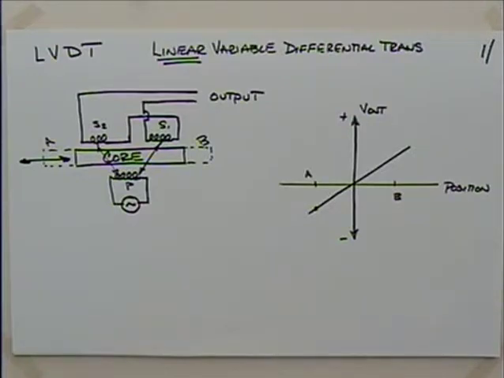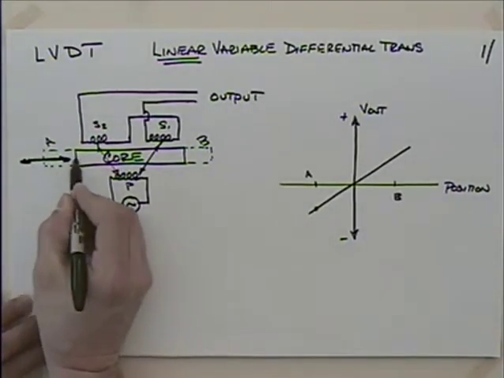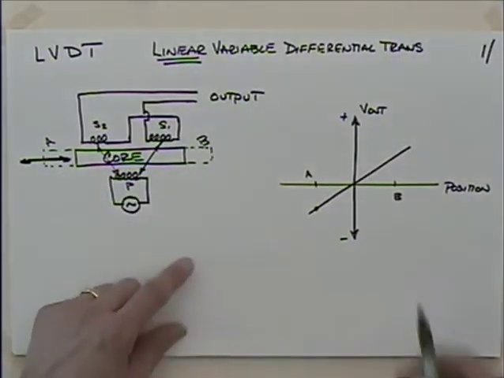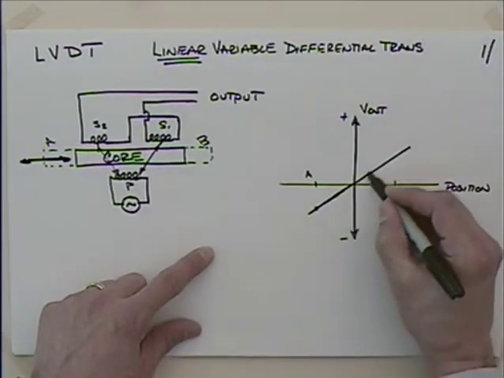You can imagine if you're trying to find the position of something, this could be very valuable. You attach the core to it, so maybe you have a milling machine or something, and you want to know exactly where something is. The table you attach to this core, and as it moves, it's pulling that core in and out of the transformer, and it gives you a nice linear relationship.